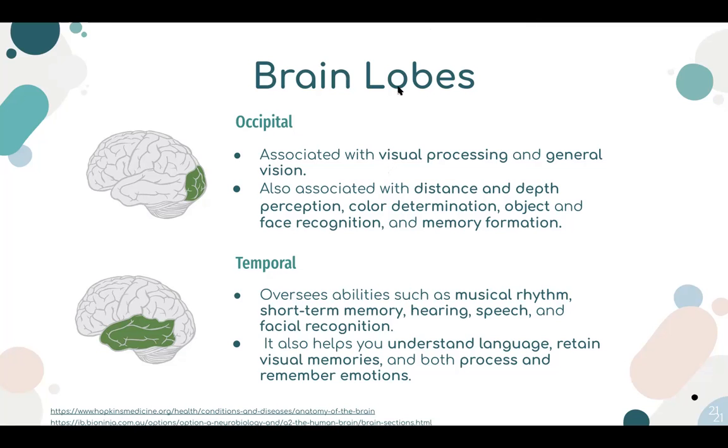So we also have the temporal lobe, which oversees abilities such as musical rhythm, short-term memory, hearing, speech, and facial recognition. It also helps you understand language, retain visual memories, and process and remember emotions. So again, the temporal lobe kind of is a place where everything is combined.